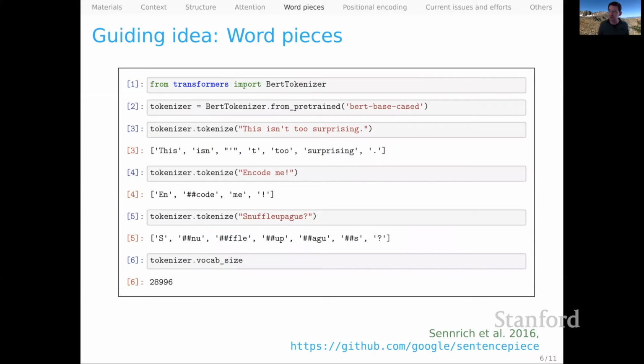Here's another guiding idea that really shapes how these models work. I've called this word pieces. And we've seen this before. These models typically do not tokenize data in the way that we might expect. I've loaded in a BERT tokenizer, and you can see that for a sentence like this isn't too surprising. The result is some pretty familiar tokens by and large. But when I feed in something like encode me, the intuitive word encode is split apart into two word pieces. And clearly we're kind of implicitly assuming that the model, because it's contextual, can figure out that these pieces are in some conceptual sense one word.